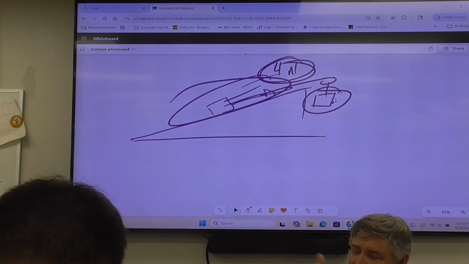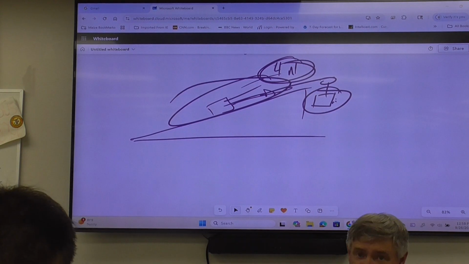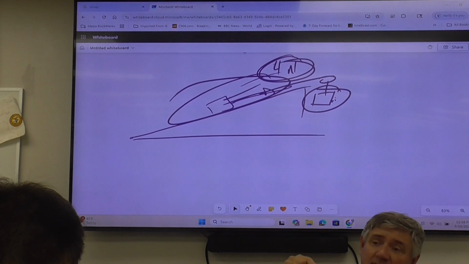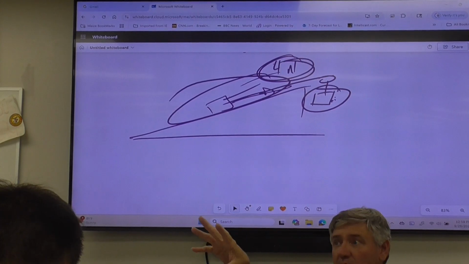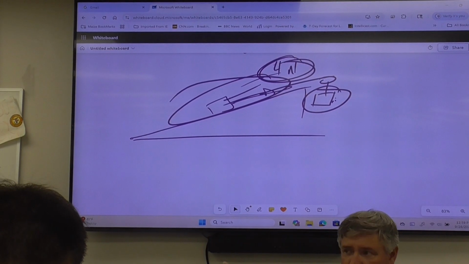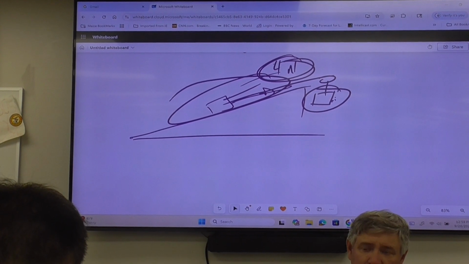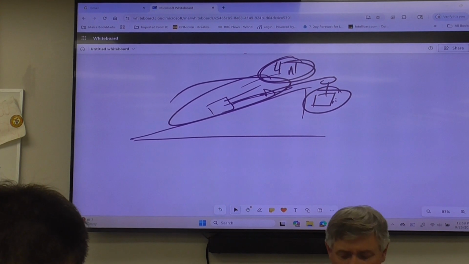Okay? So when I determined that coefficient of friction, I had to come up with the coefficient of friction where the force friction was smaller than the force parallel going down. So it's the same idea.